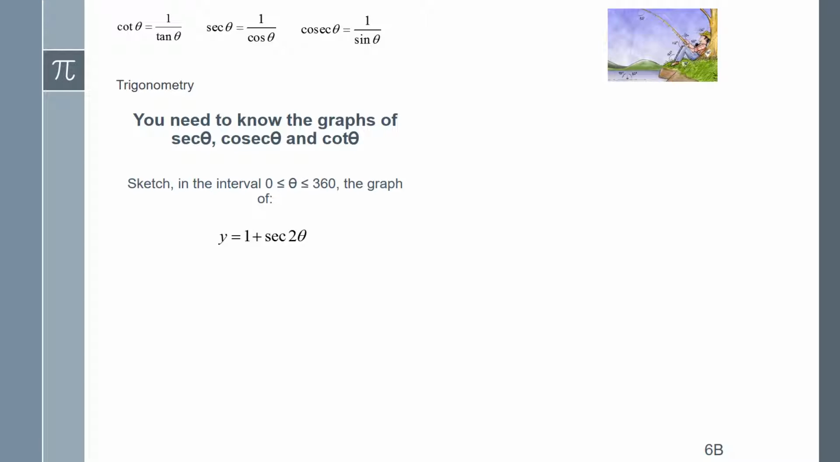So now we can do some sketches of these graphs. Sketch in the interval 0 to 360 the graph of 1 plus sec 2 theta. Sec 2 theta, that we know from our C1 work, is a horizontal stretch scale factor 1/2. And 1 plus sec 2 theta, we know that's a transformation of 1 unit up.